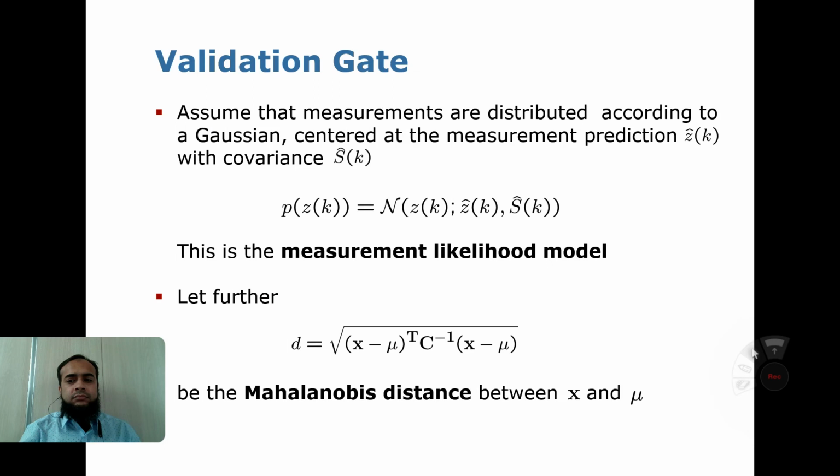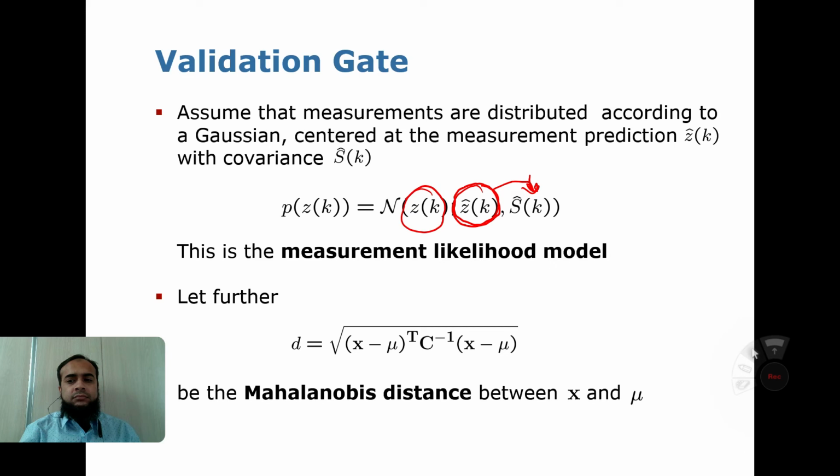Then the validation gate: assume that measurements are distributed according to a Gaussian centered at the measurement prediction zk with covariance Sk. This is called the measurement likelihood model. The measurement likelihood model calculates the likelihood of the measurement prediction, which has covariance like this one, based on the current measurement.